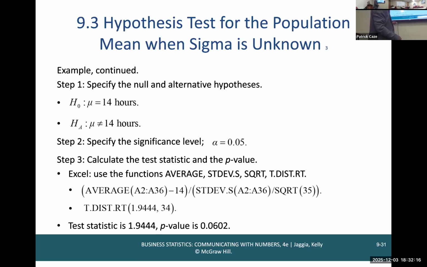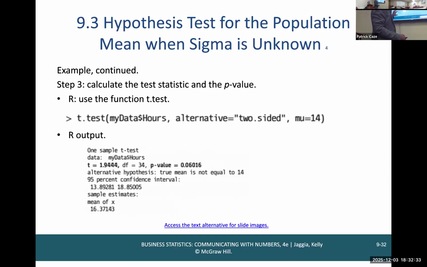All right, we calculated 1.9444. Our p-value is 0.0602. So here, that's what we came up with. Here they did it using the software.